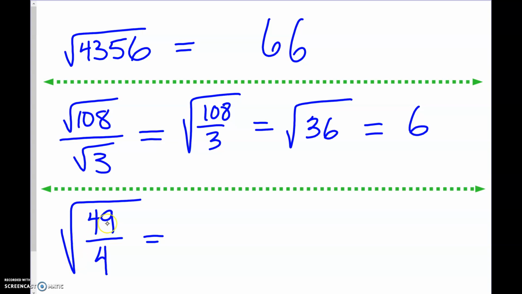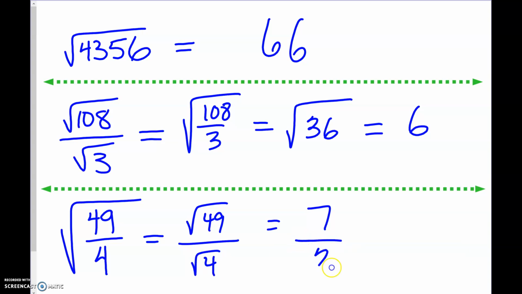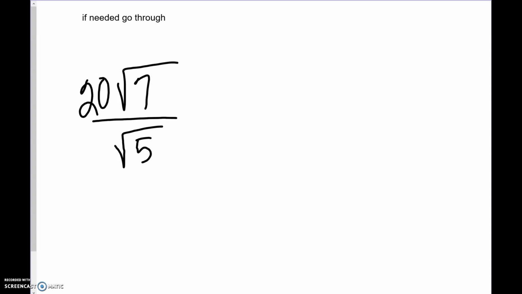All right, this one is the square root of 49 over the 4. So if we look at this individually, the square root of 49 is 7. And on the bottom, we have the square root of 4, which is 2. So sometimes you want to put them back together under the radical, and sometimes you want to split them up depending on the kind of problem you have.